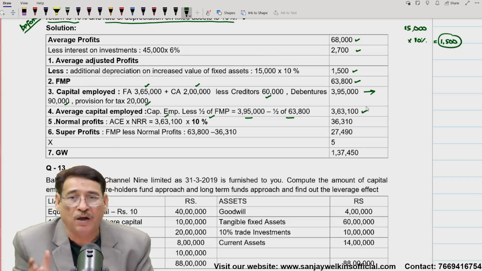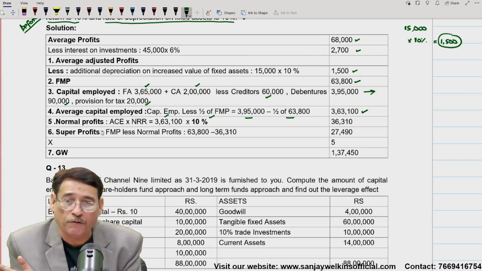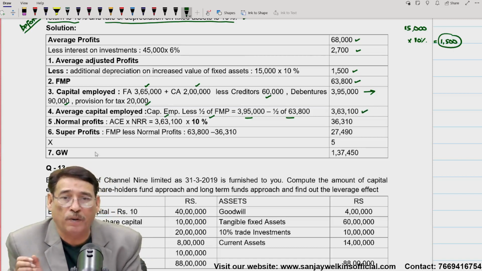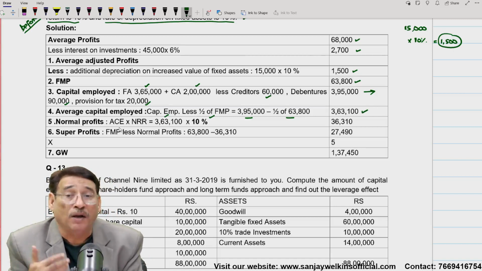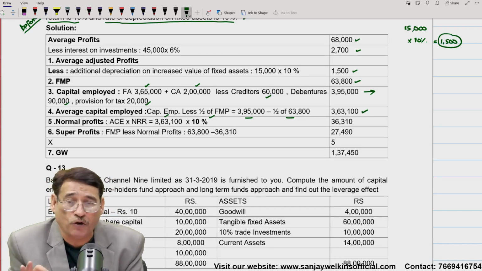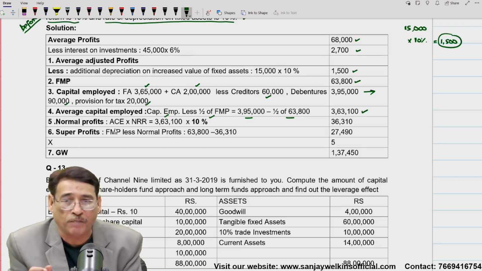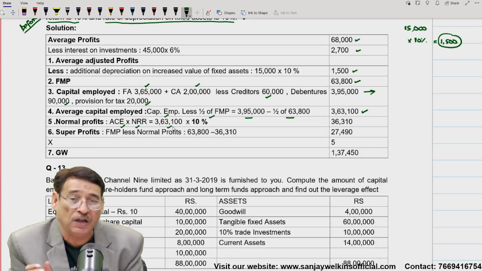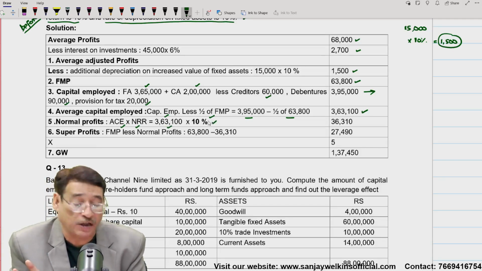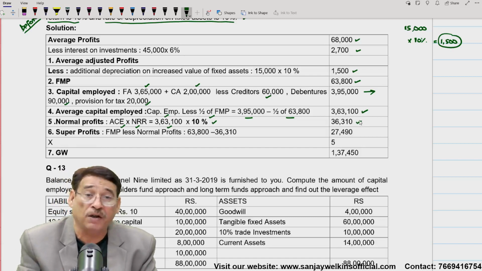Now I am going to compute the normal profit. In order to compute the normal profit, what am I supposed to do? Because in this question it was asked to compute the average capital employed, it is better you base your normal profit upon average capital employed. So average capital employed into normal rate of return, that is 3,63,100 into 10%, that is 36,310.